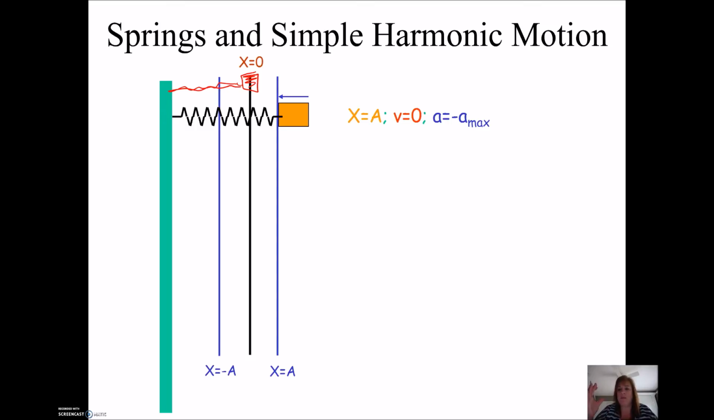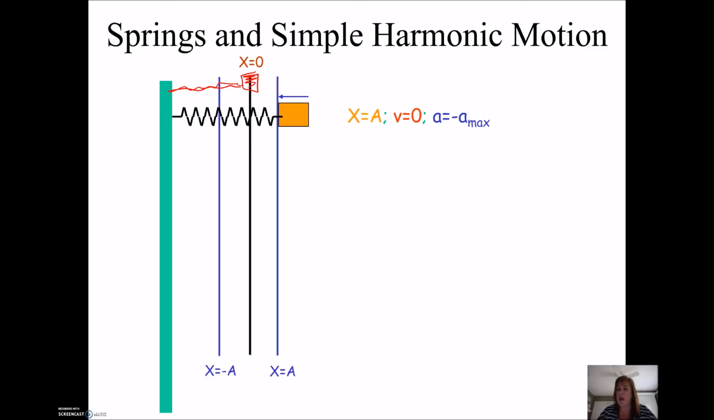Right? Anytime I get to the amplitude, I start to come back the other direction, so I stop to change direction. So that's 0. So I reach what's called the turning point. My velocity is 0. I stop. And I'm in a positive position, so I have a negative maximum acceleration.